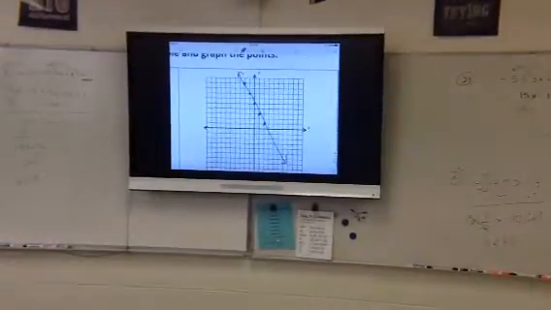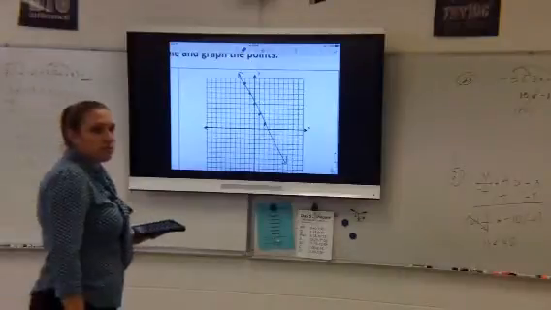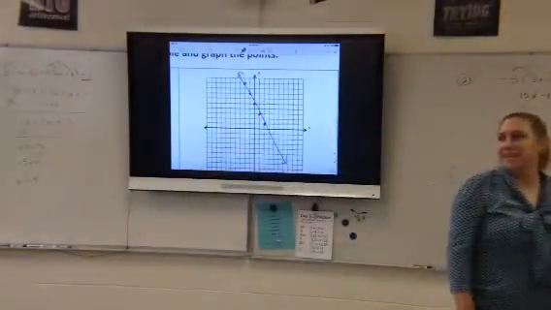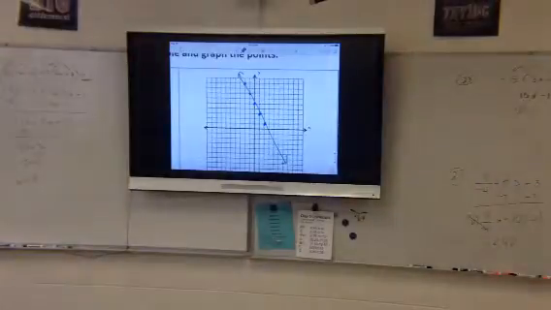What are we talking about when I say linear? It's like an equal amount of space in between each point. So what does linear mean? I don't know. Is it a straight line? Yeah, a straight line.